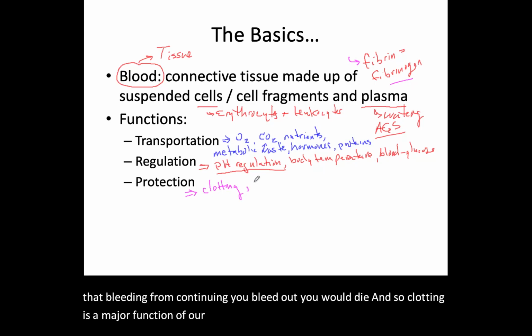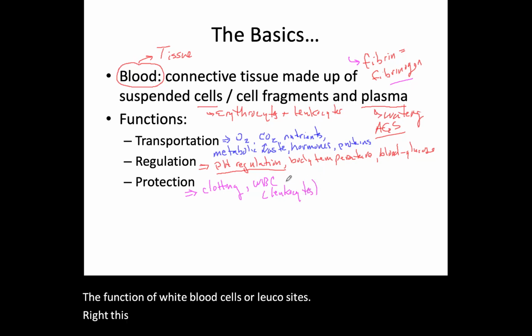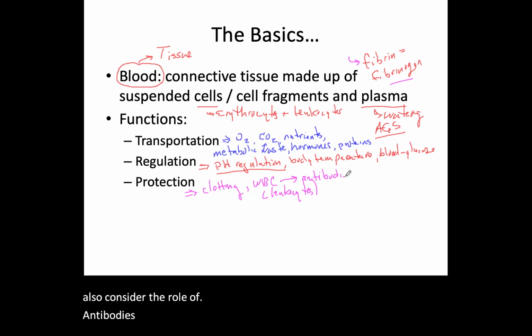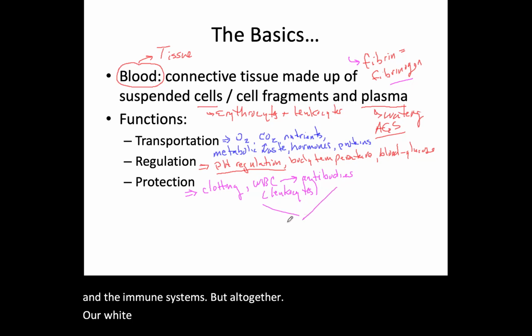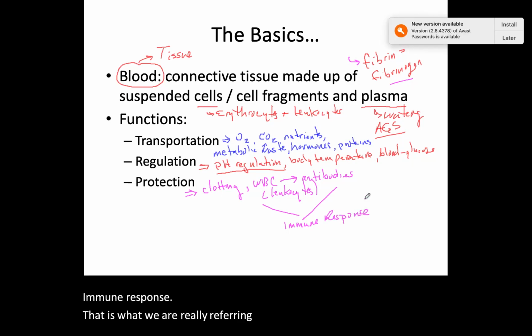The function of white blood cells or leukocytes. Right? This is major. And when we look at white blood cells, we need to also consider the role of antibodies, which we will talk more about when we get into the lymphatic and the immune systems. But altogether, our white blood cells, our antibodies, our antigens, we're talking about immune response. That is what we are really referring to here with this.